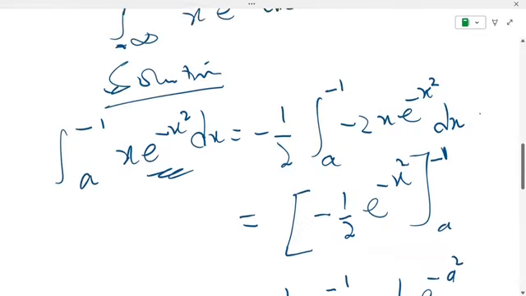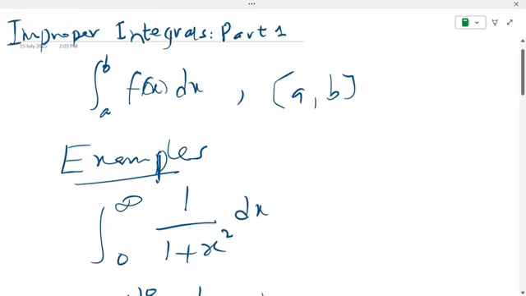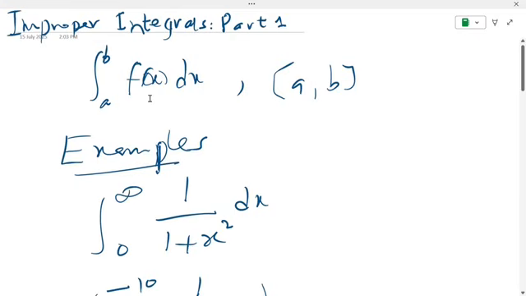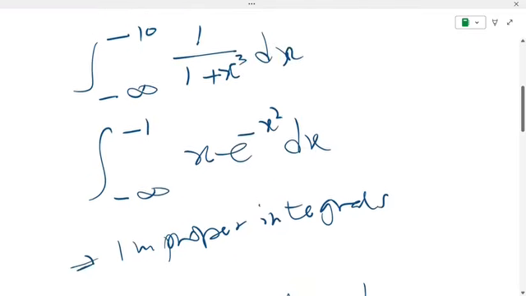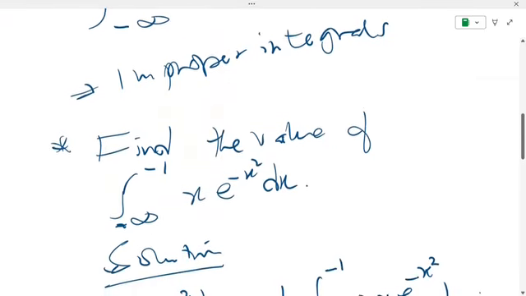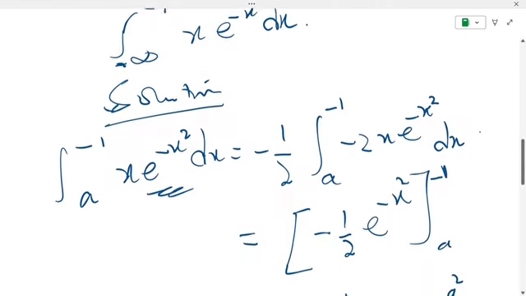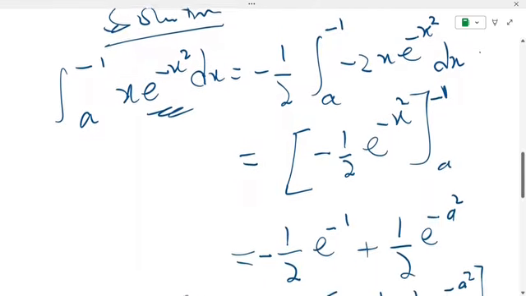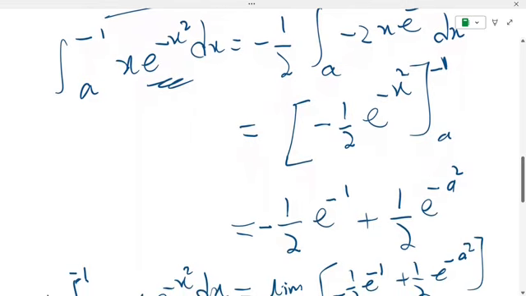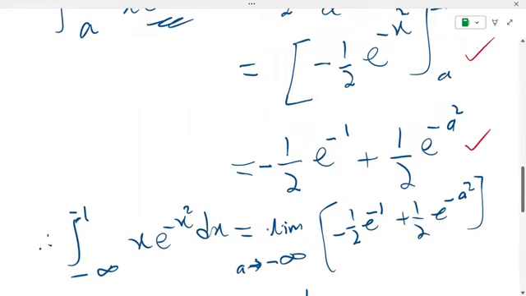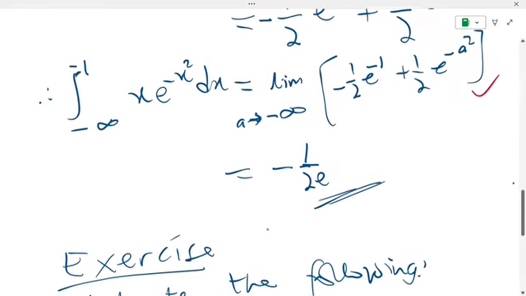Fantastic. Let me go to the beginning. I explained this, and these are examples of improper integrals. Then this is an example that we went through. Look at it carefully. Then we did this one, we also went through this, and then we got this answer.